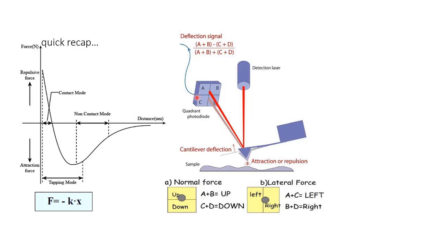And as I told, this is the position sensitive detector. It is a quadrant photodiode. In these four quadrants, suppose the beam is getting deflected, then we will observe that it is moving upward or downward or left or right. With the help of that deflection, we are able to detect the morphology.